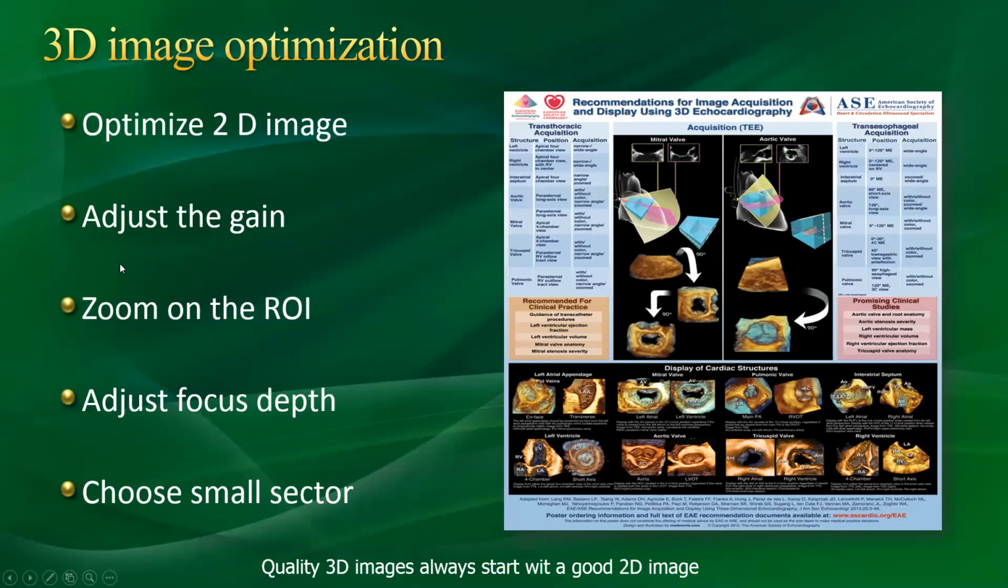Usually, when the 2D is overgained a little bit, then you can zoom on the region of interest. Don't get greedy. Don't get the aortic valve and the appendage and the tricuspid valve. Just stick on your mitral valve and take a small bite of the aortic valve. If you're looking for the mitral valve, or if you're looking for the aortic valve, just take a small bite from the atrial septum. Then you adjust your focus depth. Make sure you have it at the region of interest, and then you choose the small sector, as I said.